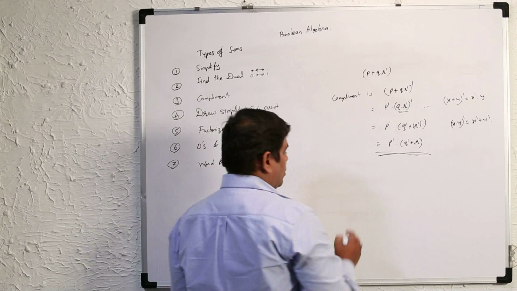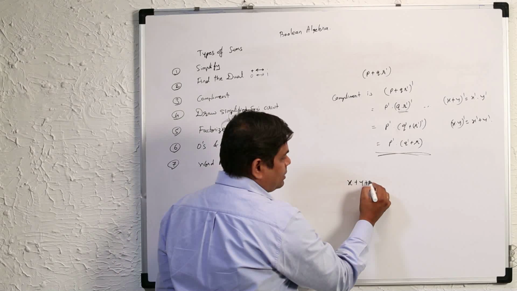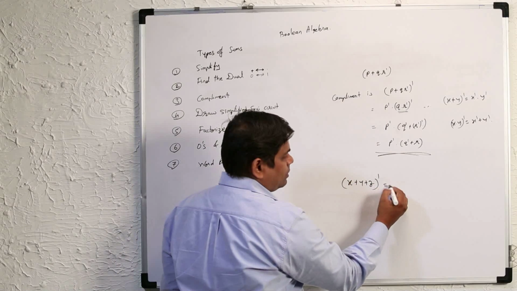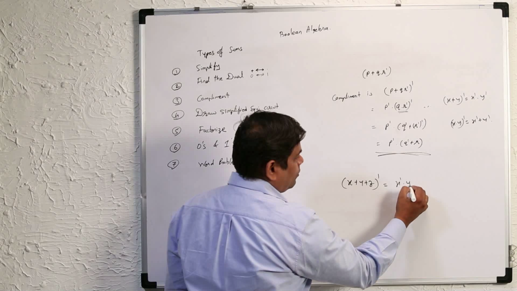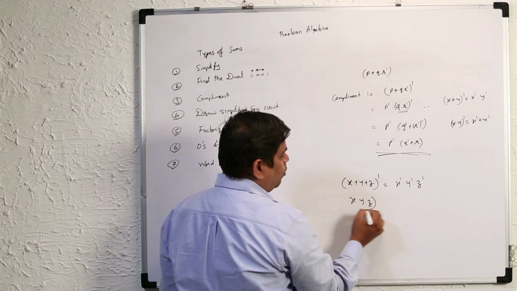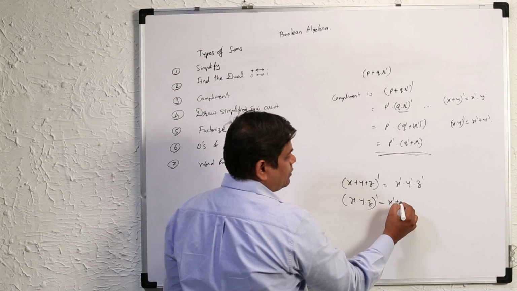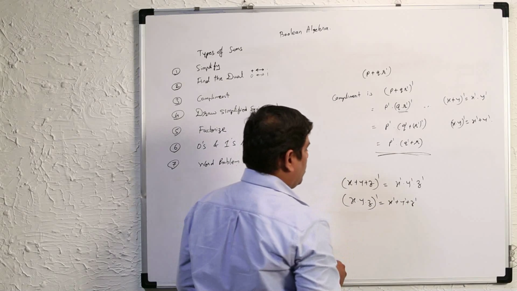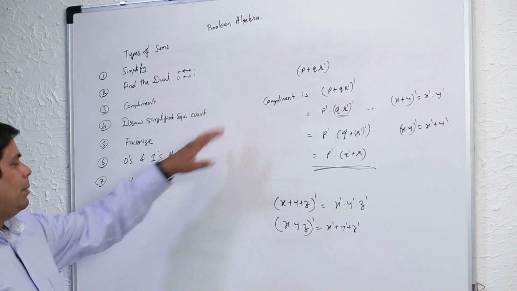One thing you must note is that if you have x plus y plus z the whole dash, this can be written as x dash dot y dash dot z dash. Similarly, x dot y dot z the whole dash can be written as x dash plus y dash plus z dash. Okay, so this covers your complement types of sums.